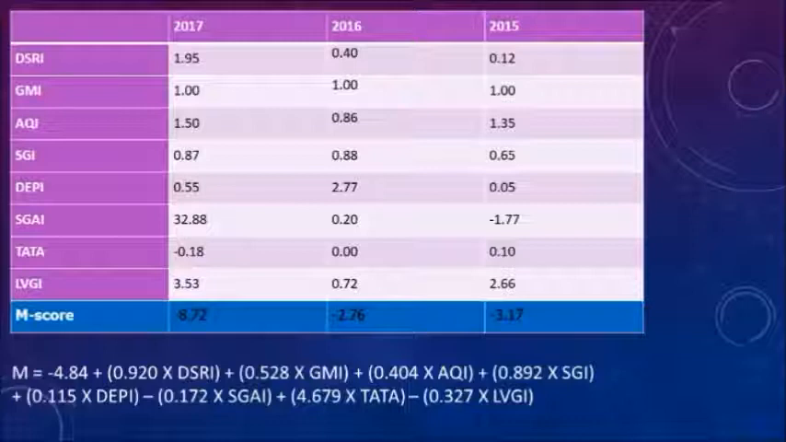As the result of the calculation, the probability of Bertam Alliance Berhad manipulating its earnings is low, or there is no manipulation in the company, especially in 2017 where the score is negative 8.72, followed by negative 3.17 and negative 2.76 in 2015 and 2016, where the scores are lower than negative 2.22. Bertam Alliance Berhad would be considered to have engaged in manipulation if the score is greater than negative 2.22.